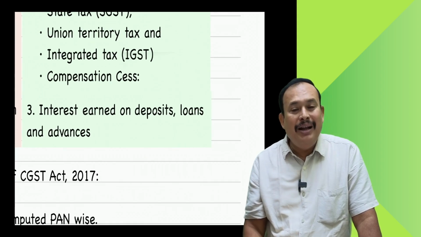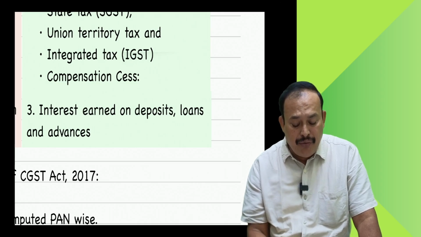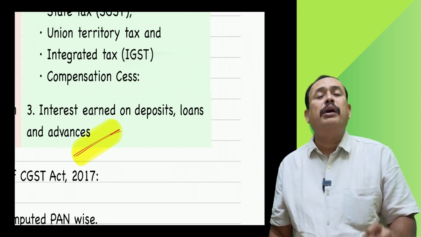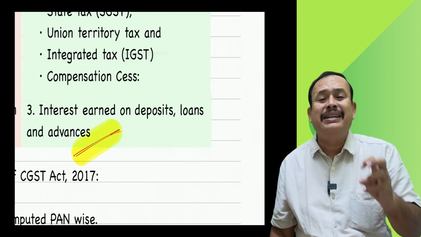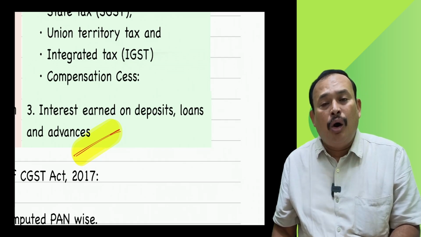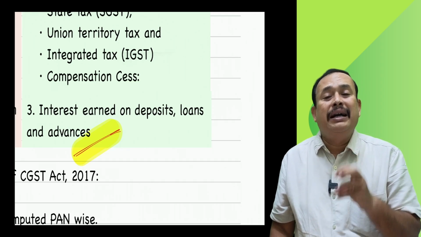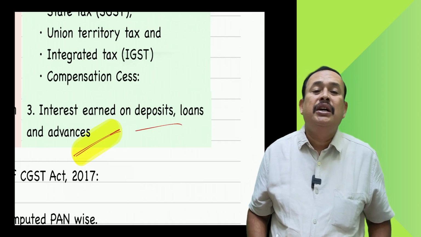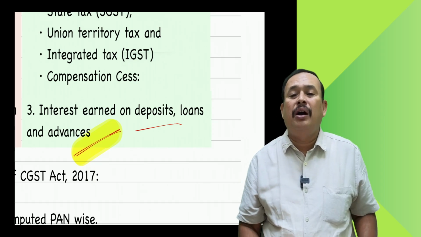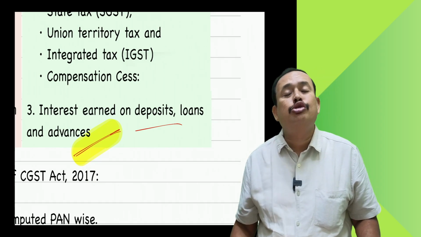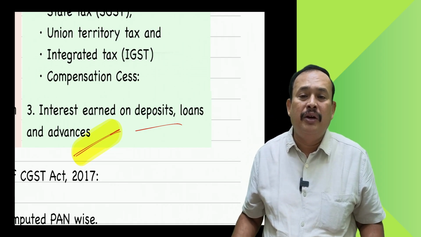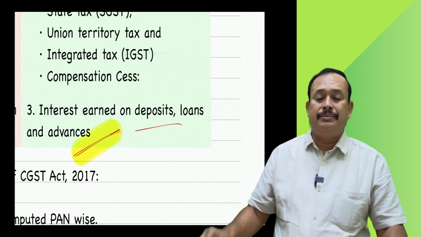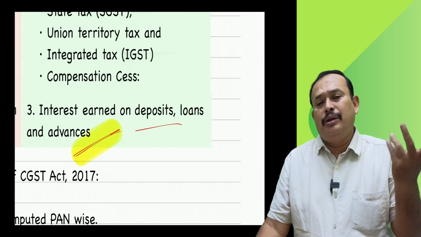Of course, while determining aggregate turnover, we should not add interest earned on deposits, loans, advances. Interest earned on deposits, loans, advances is neither addable into aggregate turnover for eligibility purpose nor addable into aggregate turnover for taxing purpose. What type of supply is this interest? It is an exempted supply of service. If so, it should be excluded from the aggregate while determining eligibility or while paying the tax thereon. Remaining all is included.